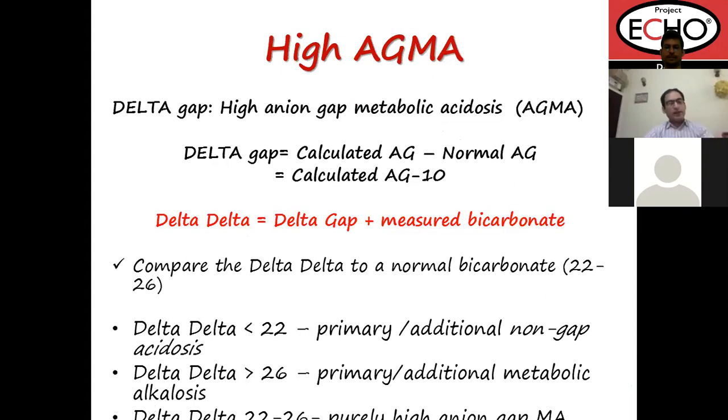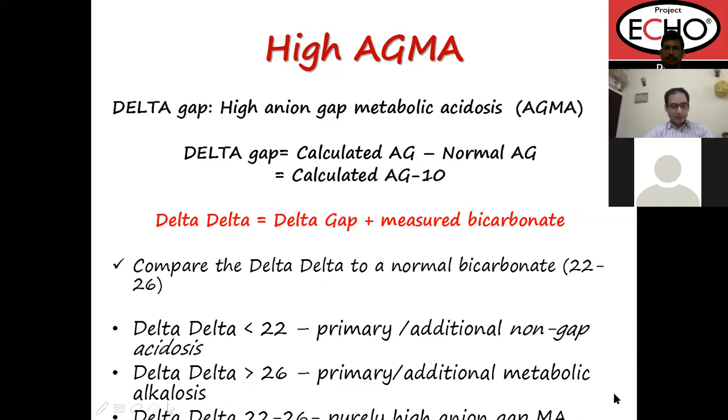Now to tell whether it is a pure metabolic acidosis or there is an additional alkalosis, we need to calculate the delta gap. Now what is this delta gap? Delta gap is the calculated anion gap minus the normal anion gap. For calculation purposes, we take the normal anion gap as 10. Suppose our calculated anion gap comes as 20. So 20 minus 10 is 10. Now there is something called delta delta. To this 10, we add the measured bicarbonate. If it is more than 26, there is additional metabolic alkalosis. That is the utility of delta gap and delta delta.